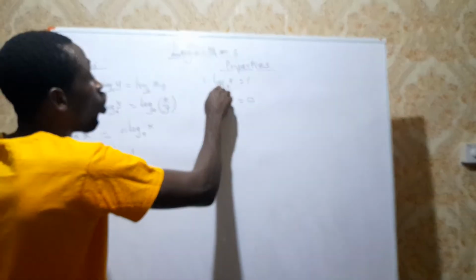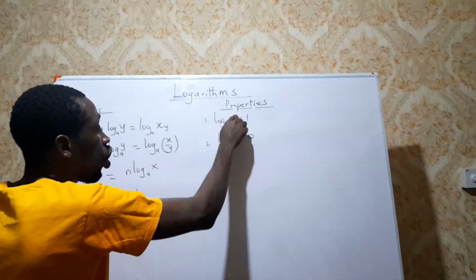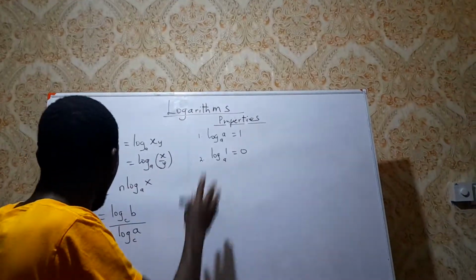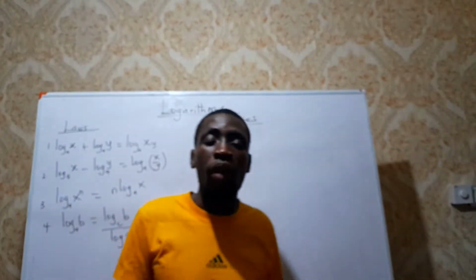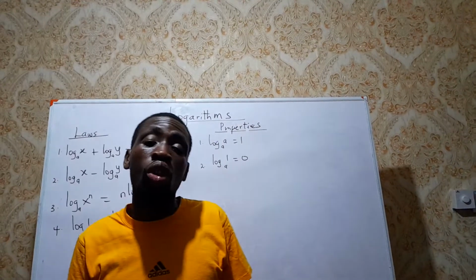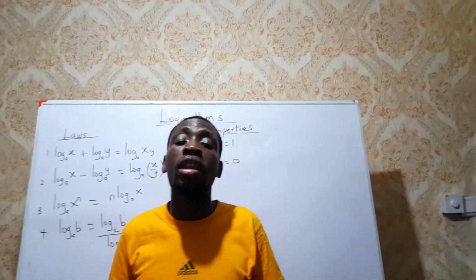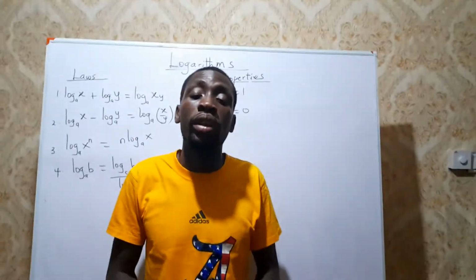Also, if we have log a base a, that's a log to the same base, it is 1, and log 1 is 0. Please, if you want to know the reason why all this is like this, check my videos on YouTube. So today before the video ends, we'll learn how to apply all the laws and the properties to solve problems. So come with me.